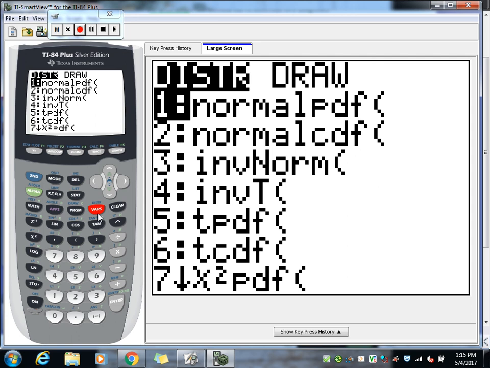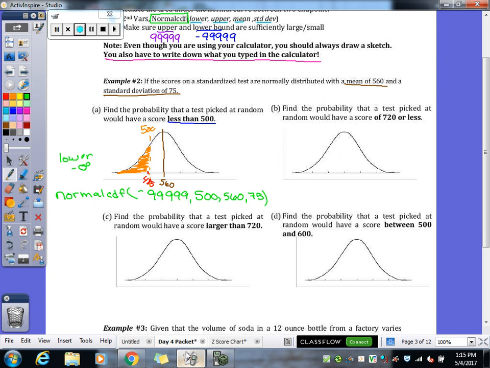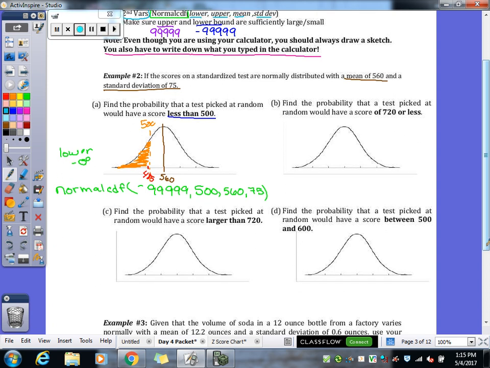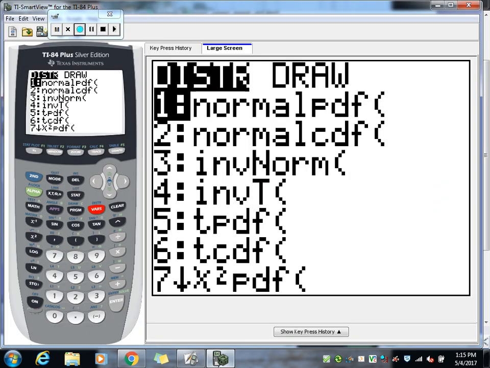Second, and then vars. If you forget, I do have that written in your notes right here. So we want the second one here, normal CDF. That's going to be the one we pick.